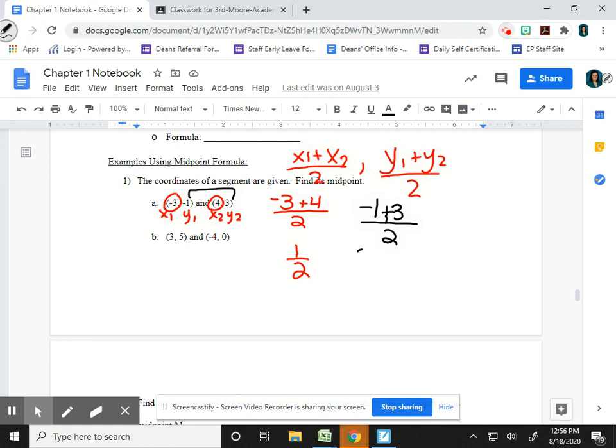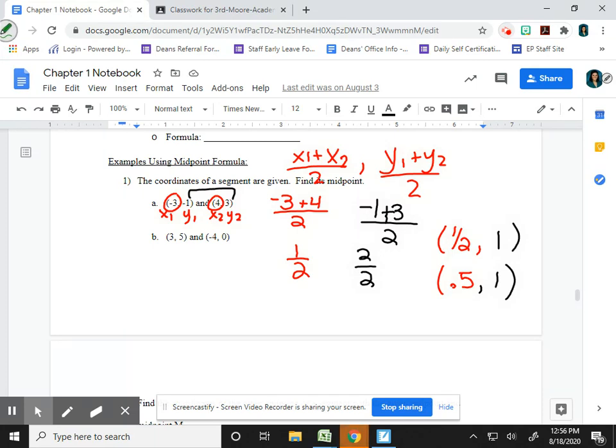And this one we're going to do 2 divided by 2. And then we just solve those. Well, 1/2, you can either leave it as 1/2 or you can write it as 0.5. And then 2 divided by 2 is 1. So either of those answers are going to be correct, and both of them are fine to put.